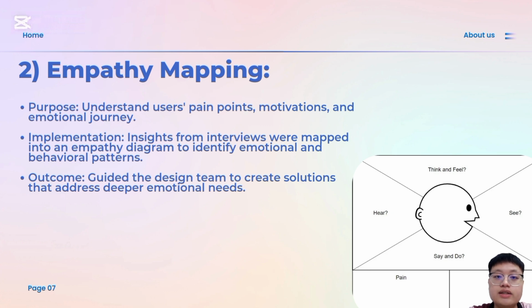That's empathy mapping, in which empathy mapping is used to understand the user's pain points, motivation, and emotional journey. We implement it by mapping the insights from the interviews into the empathy diagram to identify emotional and behavioral patterns. And it's useful for the design team to create a solution that addresses deeper emotional needs for the cat owner. More discussion about empathy mapping later.